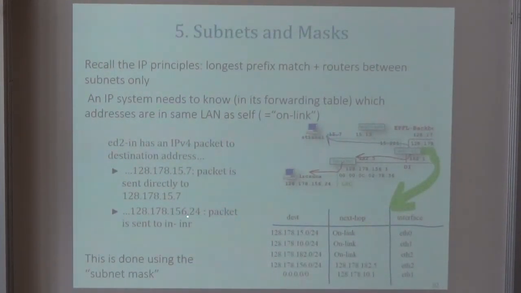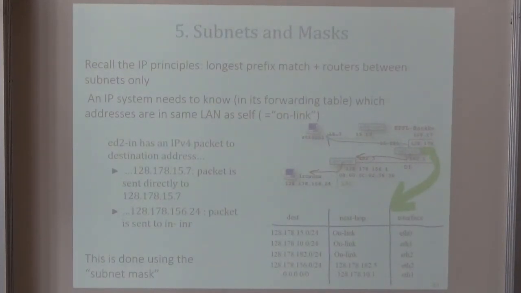If in contrast it has a packet to 156.24 LRC-SUN-S, which is not in the same LAN, it will need to go to the routing table and find what is the next hop. And in order to know this, it needs to know what are the prefixes that are on link with itself. On link means in the same local area network. Or another way to say this is that they have the same subnet, and you know that by looking at the mask of your interface.